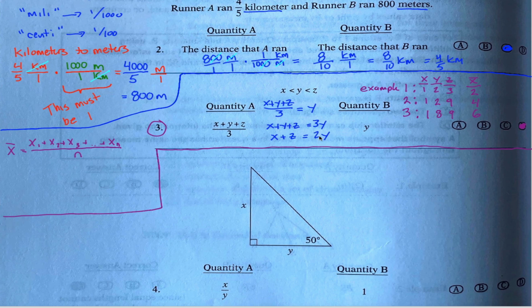Well, what if I solve for y? What if I divided both sides by 2? What that would tell me is that (x + z)/2 is equal to y. That actually does contain some information, although it's not really obvious what it is.